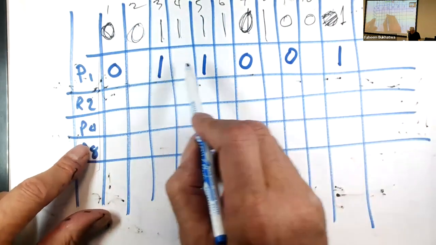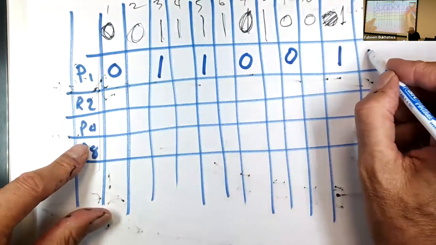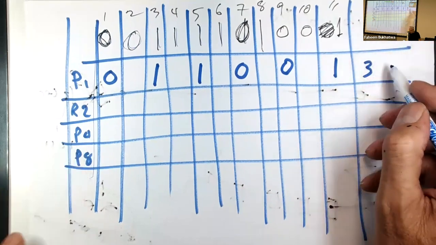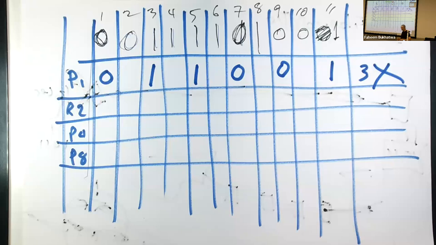And this one has 1, 2, 3. It should be even, but this one is 3. There's a problem with parity 1. That's how it works. Now try check parity 2, parity 4, and parity 8.